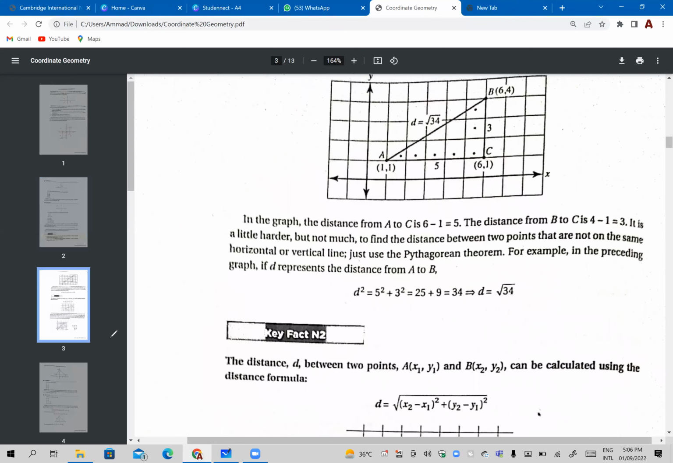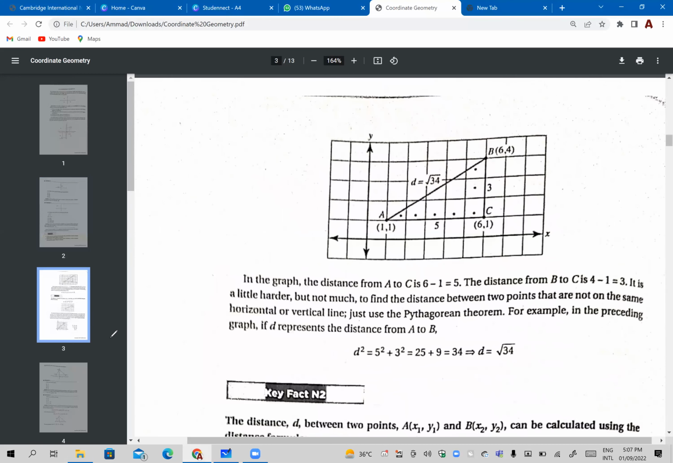Okay. Then look at this. There's a triangle that you can see A, B, and C, and it has these three coordinates. In the graph, the distance from A to C is 6 minus 1, 5. अच्छा, जो बिल्कुल या तो vertical lines है, horizontal lines है, उसमें distance find करना is very easy. Why? Because you simply look at the coordinates. For example, x-axis का यहाँ coordinate is 1, यहाँ पे x is 6. 6 minus 1 किया, answer distance आ गया 5.